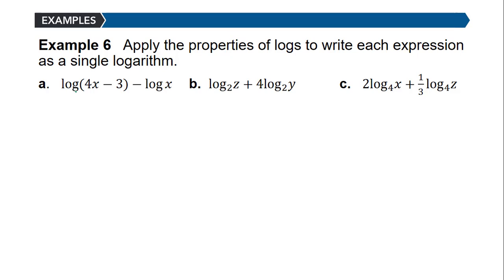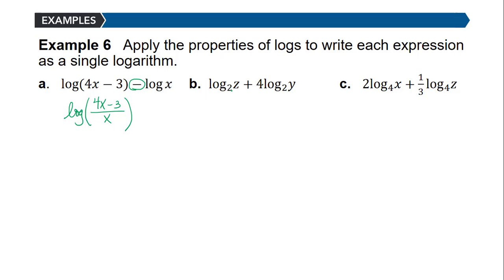So I want to apply the properties to rewrite these expressions. I have the log of 4x minus 3 minus the log of x. So I'm looking at what operation connects my logs. I have a difference of two logs, and by the quotient property, I know that if I have a difference of logs, this is equivalent to the log of the quotient. So this would be equivalent to the log of 4x minus 3 divided by x.